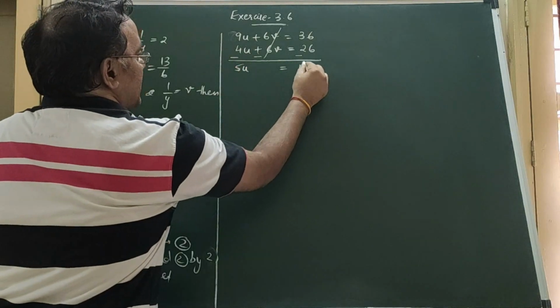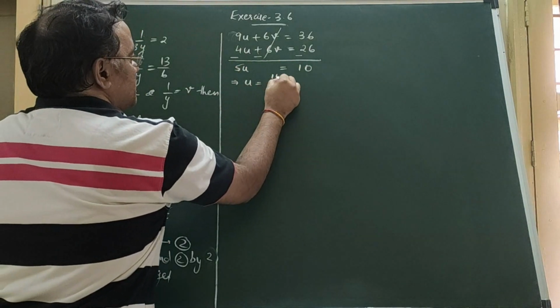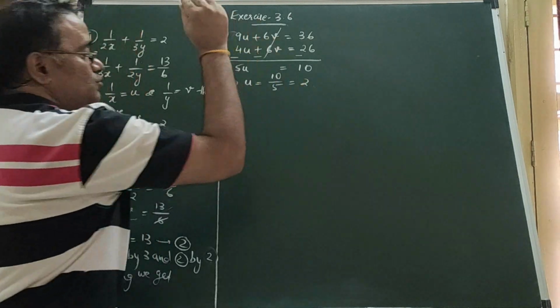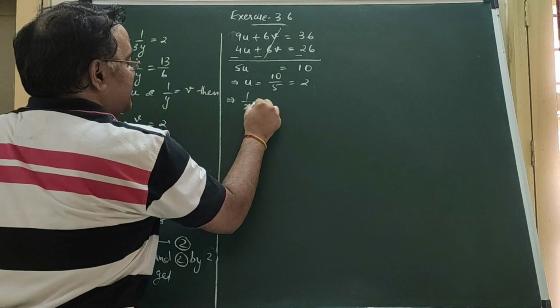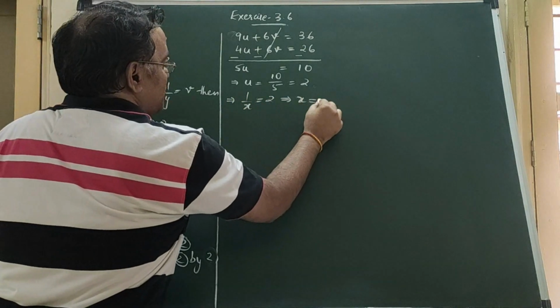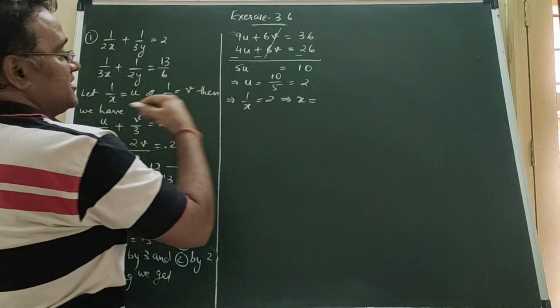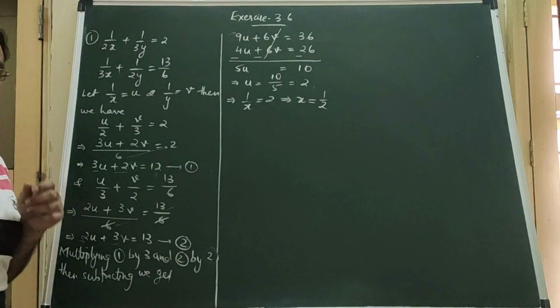5u is equal to 10, so u is equal to 10 by 5 is equal to 2. Right? Now what was u? u क्या था? 1 upon x. So x हो जाएगा, this 2 will be interchanged. So x will be 1 by 2.